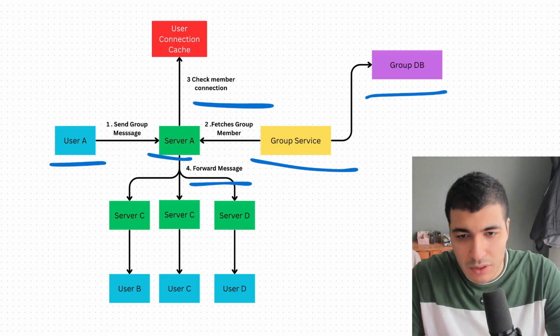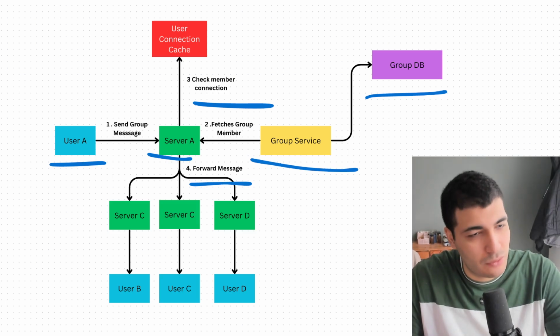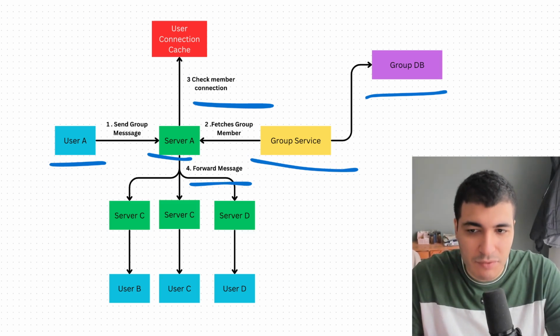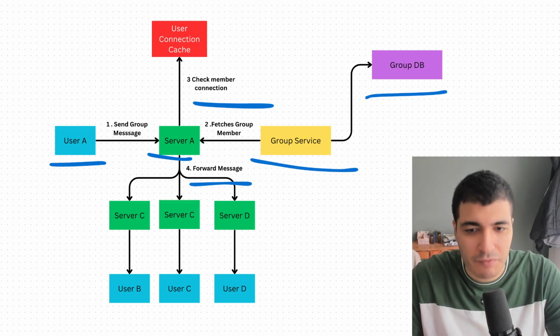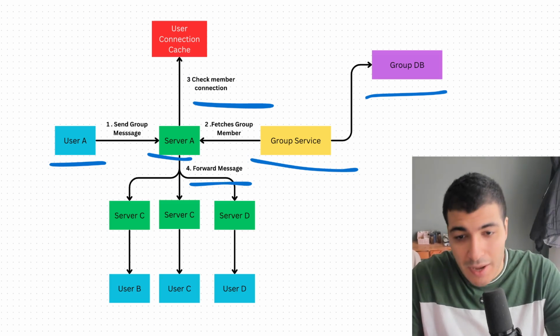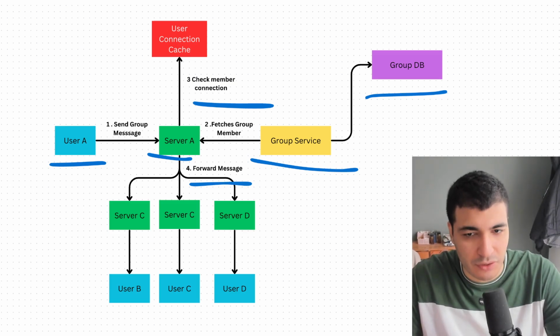Now comes the real work, delivering the message to every group member. This process is called fan out, and it gets heavier as the group size grows. For each member, if they are connected to server A, it delivers the message directly. If they are connected to server B, it forwards the message to that server for delivery. If the member is offline, the message is sent to the notification service to trigger a push notification.